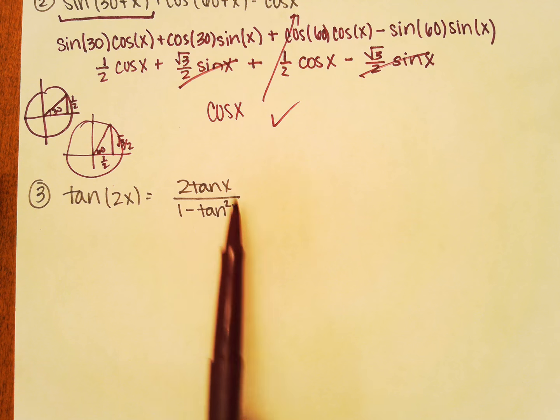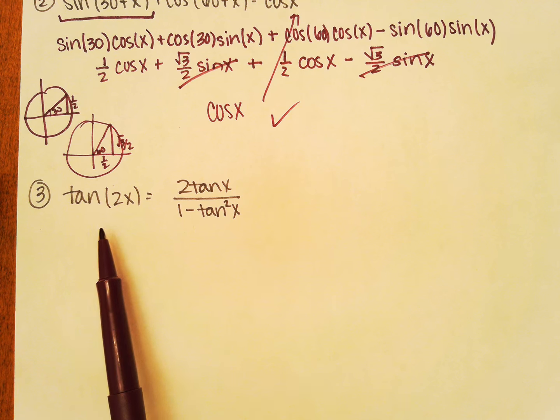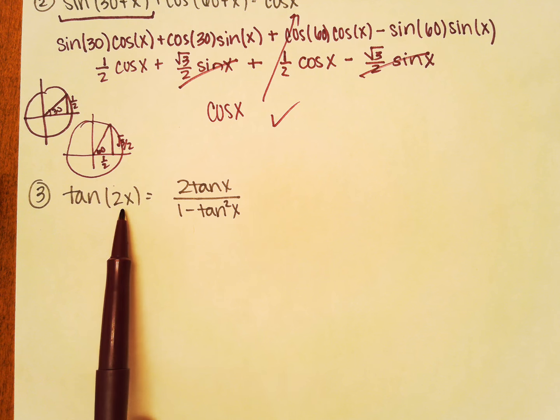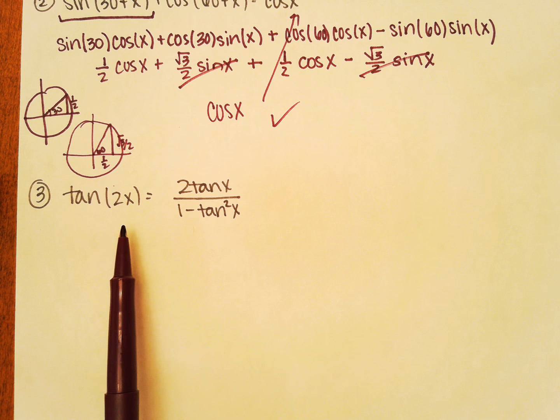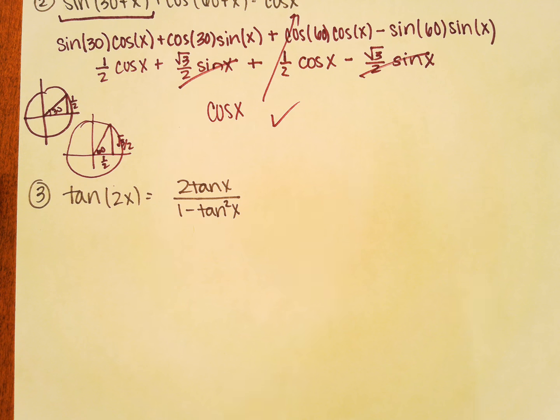Now, you might be tempted to start on this side because this side looks a lot more complicated than this side. But one thing to notice is that our arguments don't match. This is something with 2x. These are dealing with just x's. So the question is, can I turn this 2x into something with x's? And the answer is yes. I can use some sort of sum to turn 2x to deal with only x's.